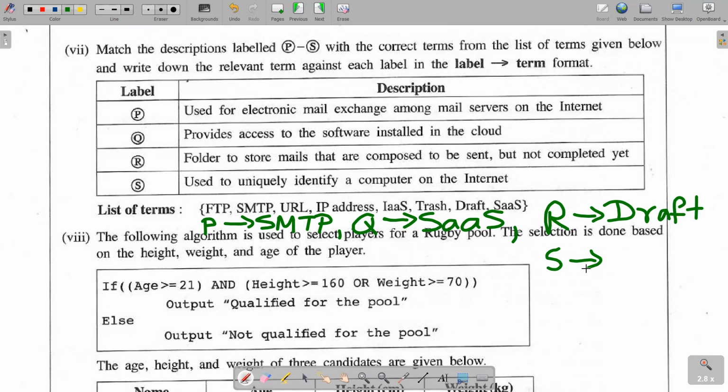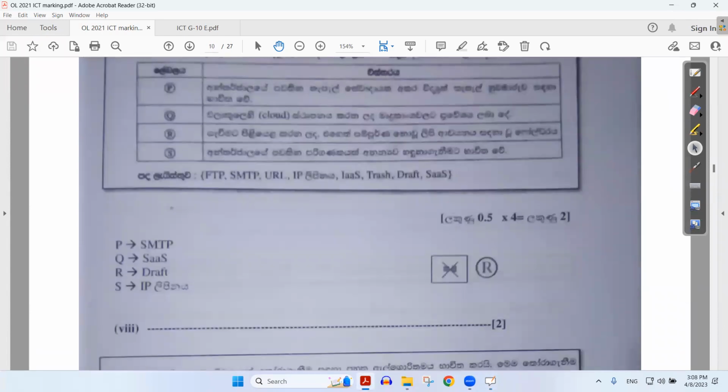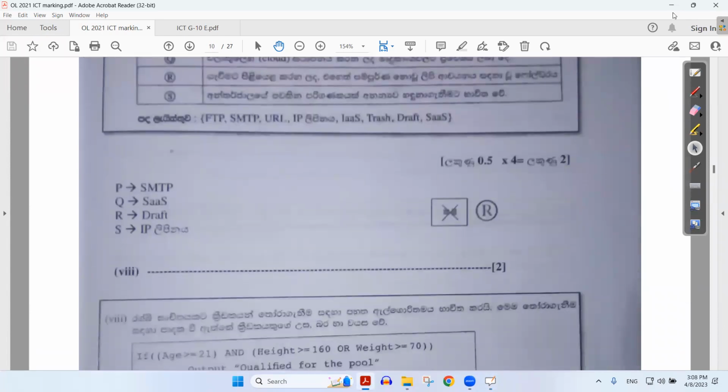Used to uniquely identify a computer on the internet, that is IP address. So those are going to be the answer for the 7th one. And again, 0.5 marks will be given for each and every correct answer. Let's cross check it with the marking scheme. Yeah, there you go. So 0.5 for each correct answer.